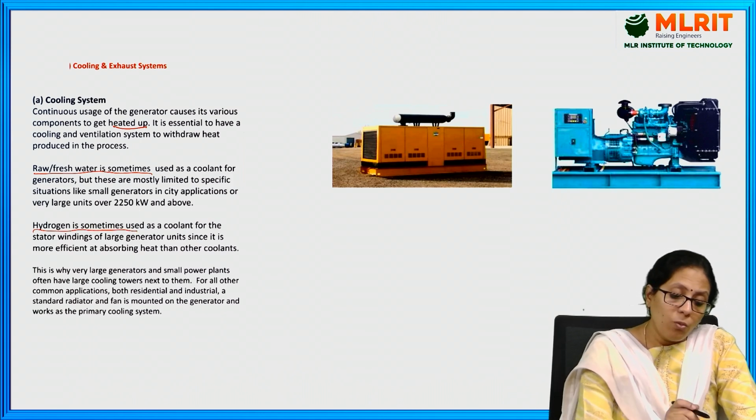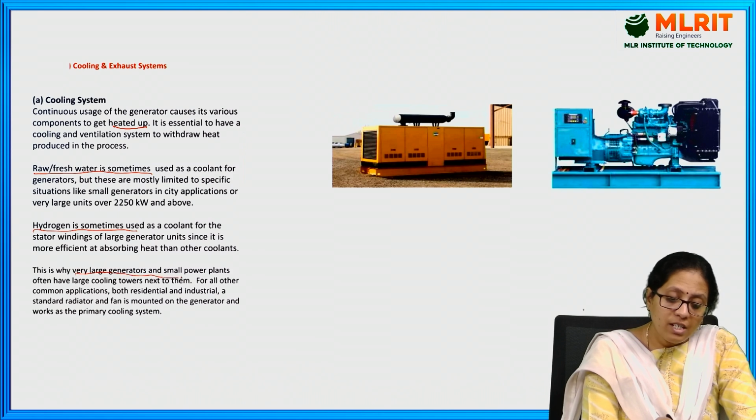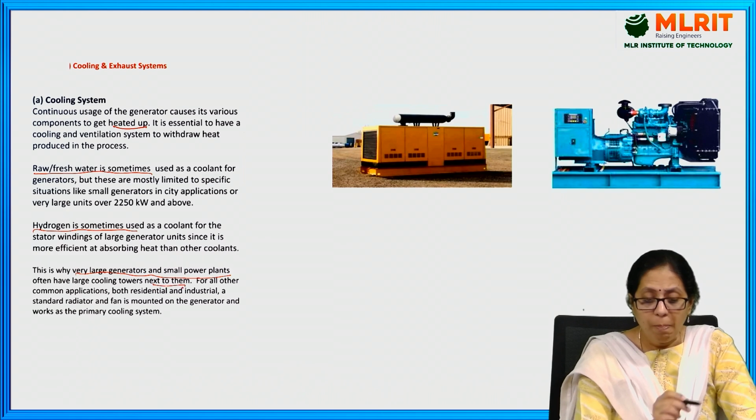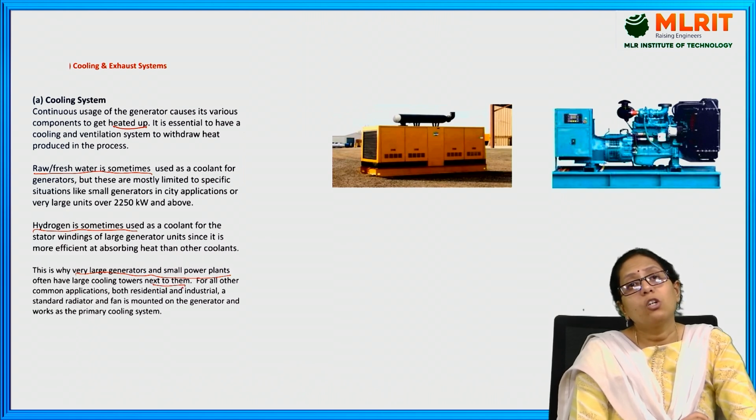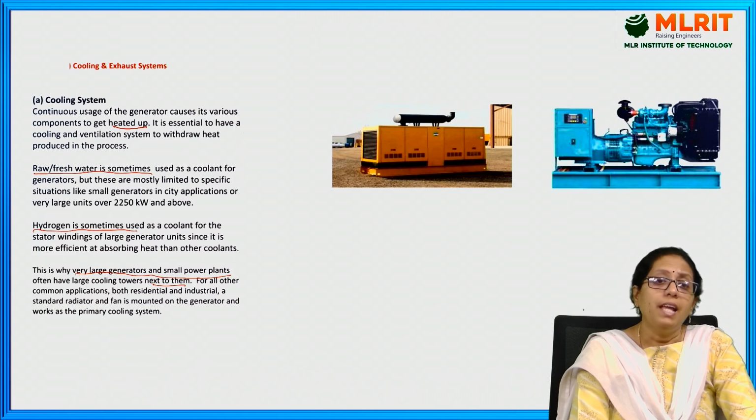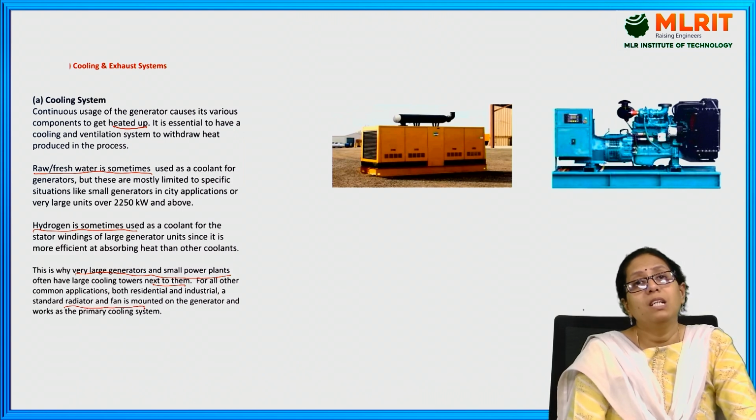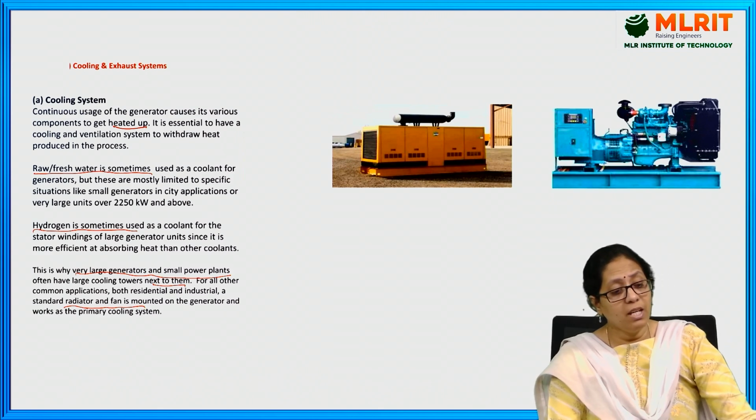Very large generators and small power plants often have large cooling towers next to them. For other common applications, both residential as well as industrial, a standard radiator and a fan is mounted on the generator and works as the primary cooling system.